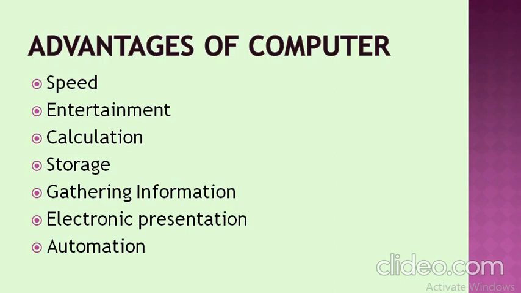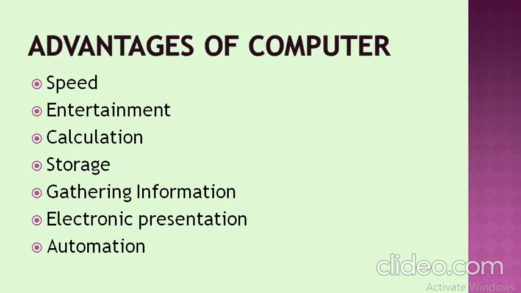Then the other advantage of computer is automation. Automation means automatic. Automation is derived from the word automat. So what does automatic mean? Computer can work in an automatic way. Automatic way means it works on its own. We just need to give instruction to the computer, that's all, and the computer works on its own. So automation means a computer can work in an automatic way without making errors.